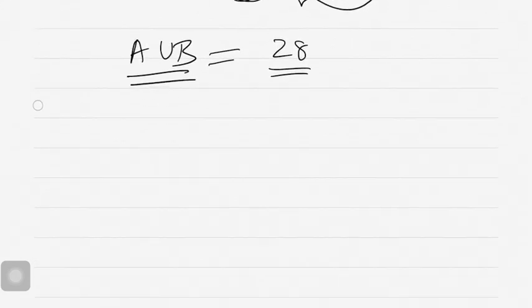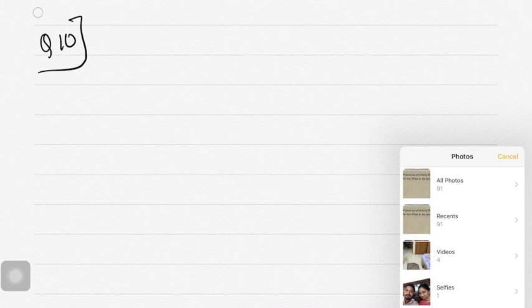Now let us start solving the next problem. Question number 10. Let's see the question.